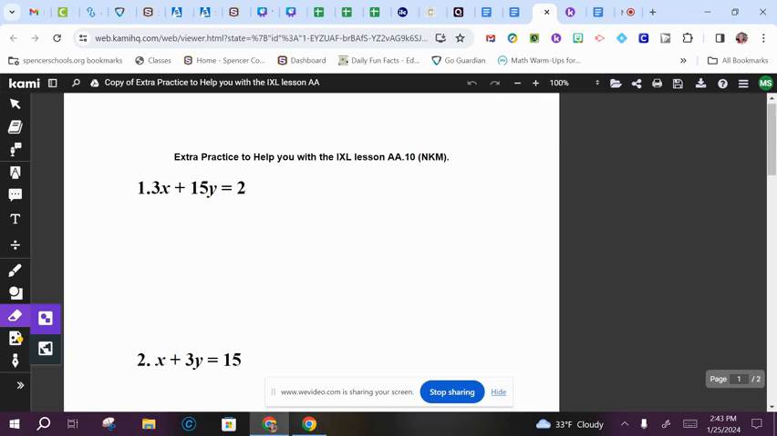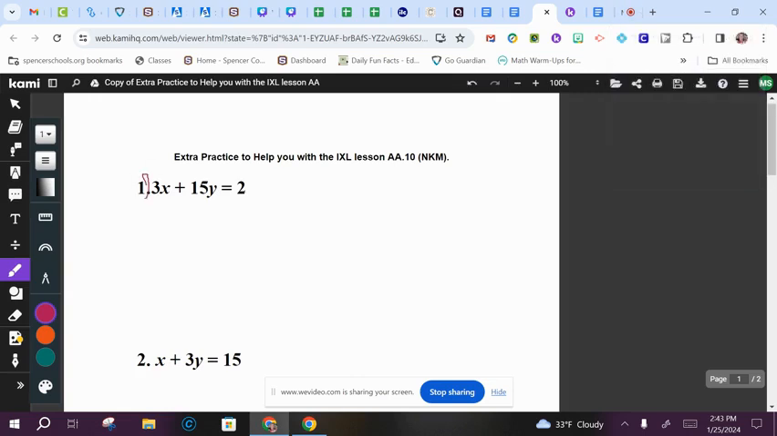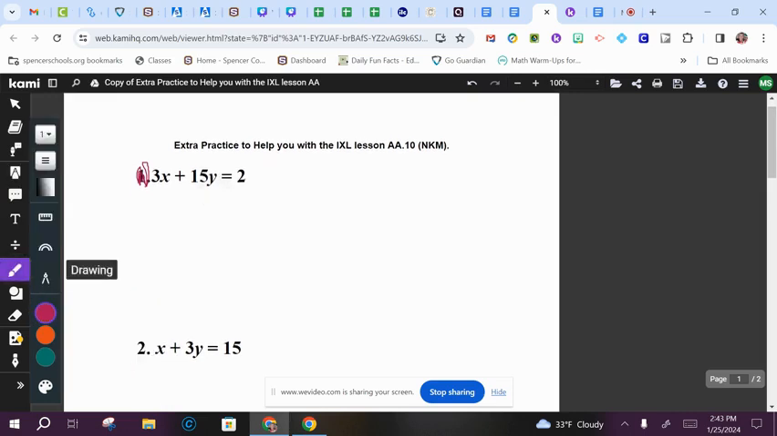So in algebra, we call this standard form. So we're going to take everything out of what we call standard form and again put it into slope intercept form. That's going to be y equals mx plus b. So if I'm looking at this first problem, and don't let that confuse you, that right there is just the problem number, I have 3x plus 15y equals 2. So our goal is to get this y by itself right there. And we are also going to then get rid of everything else on that left side so y is alone.